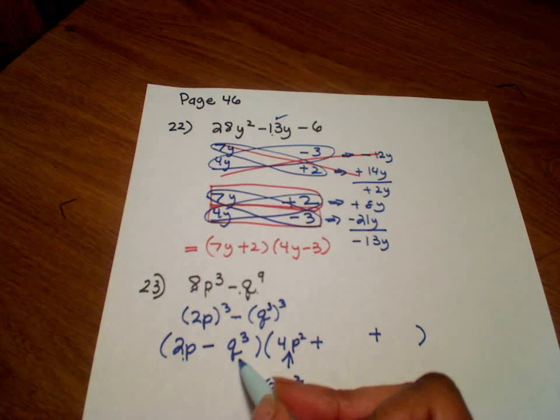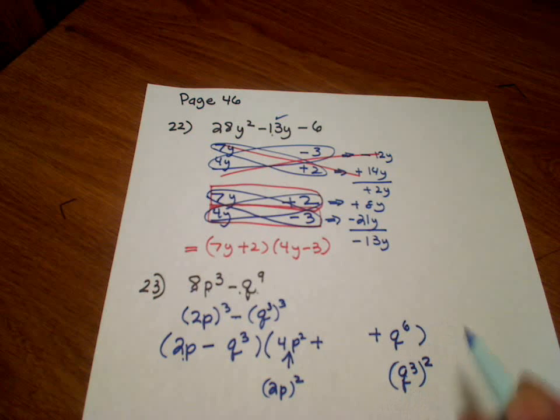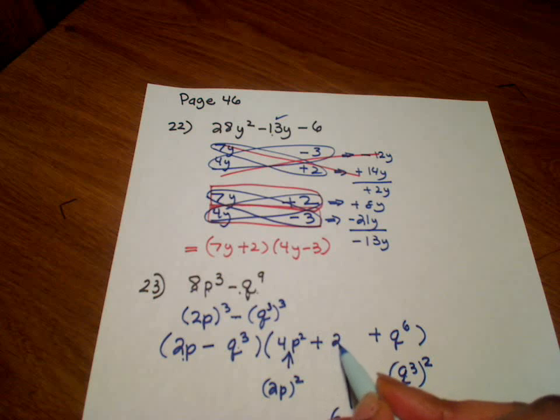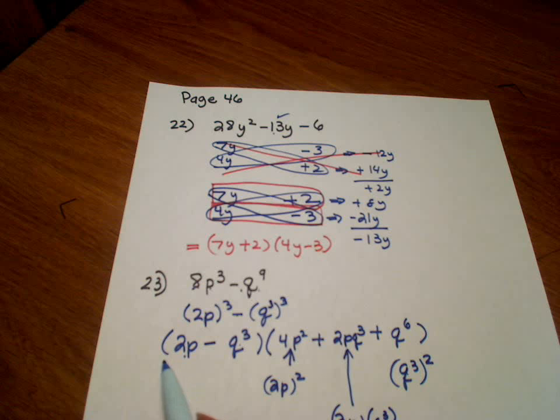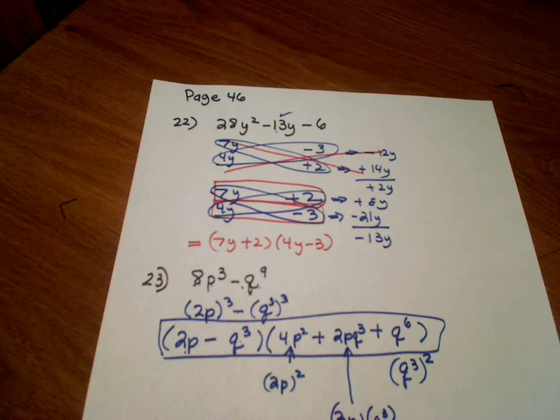I'm going to take this last term that I have here, which is q to the third, and I'm going to square it, which ends up giving me q to the sixth. And to find my middle term, I'm just going to multiply these two terms together, which is 2p times q to the third, and that ends up just being 2p q to the third. So therefore, here's my final answer, which is here. So that becomes now your final answer.